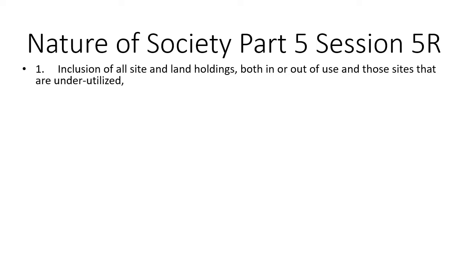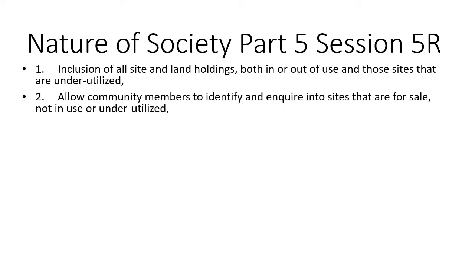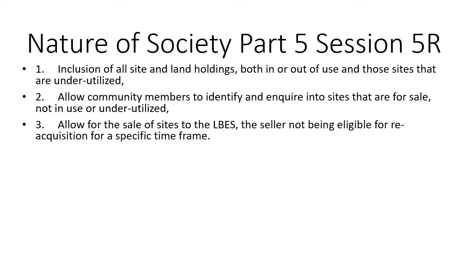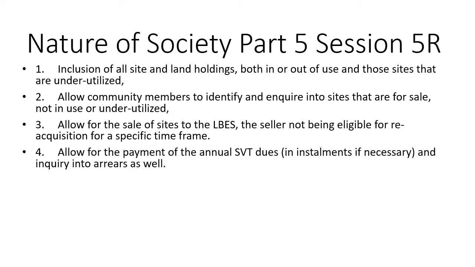1. Inclusion of all site and land holdings, both in and out of use, and those sites that are underutilized. 2. Allow community members to identify and inquire into sites that are for sale, not in use, or underutilized. 3. Allow for the sale of sites to the LBES, the seller not being eligible for reacquisition for a specific time frame. 4. Allow for the payment of the annual SVT dues in installments if necessary, and inquire into arrears as well.